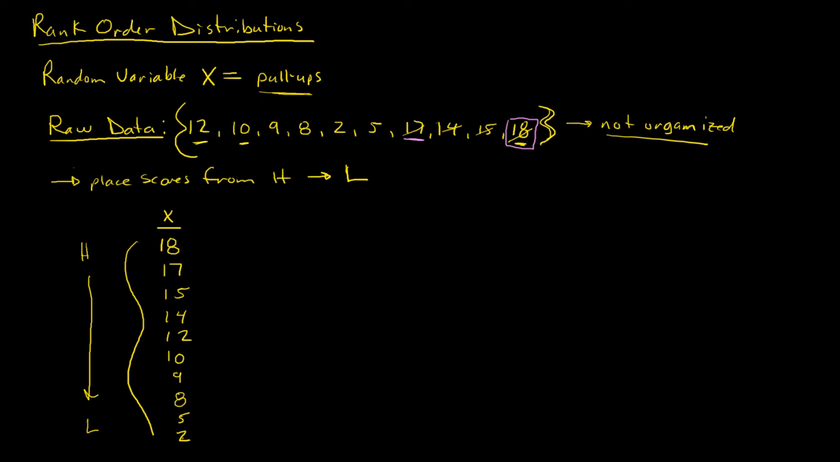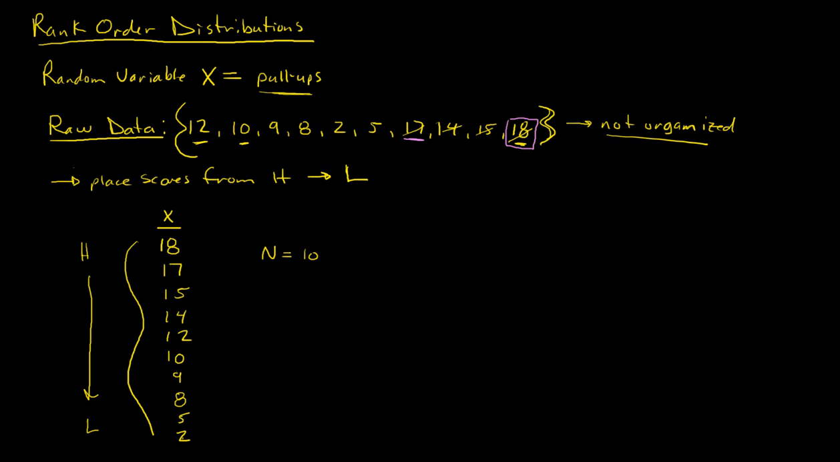And it does a number of things for us. So, what is the total number of scores here? Well, we represent that by the letter n, and n equals 10, signifying we have 10 individual cases of scores here that have been measured on this random variable x, which is the number of pull-ups.